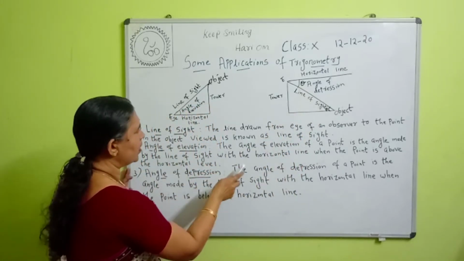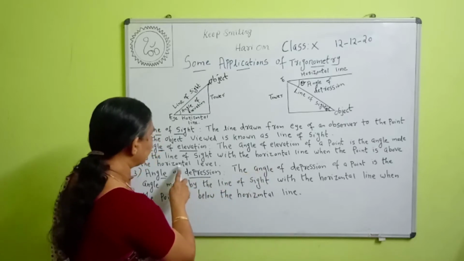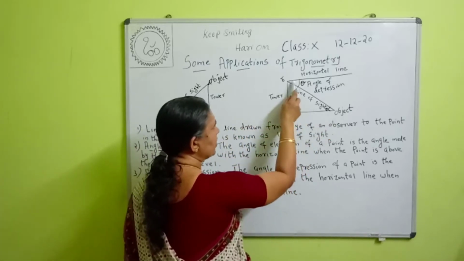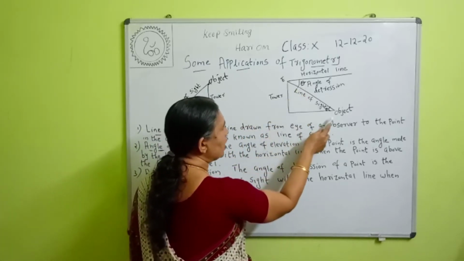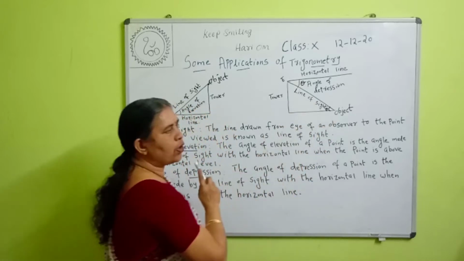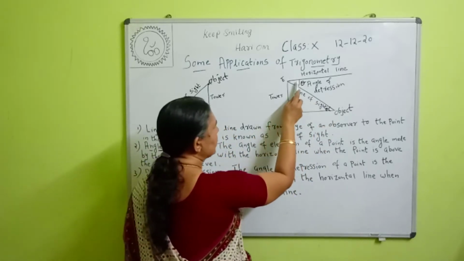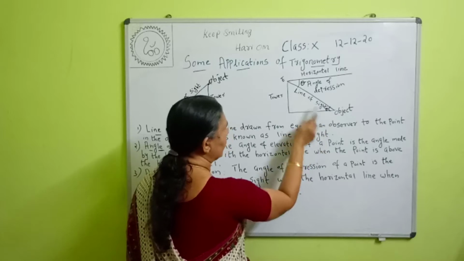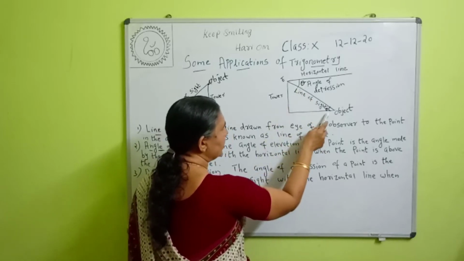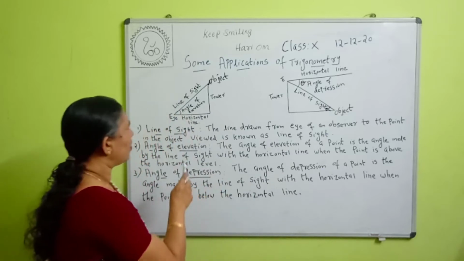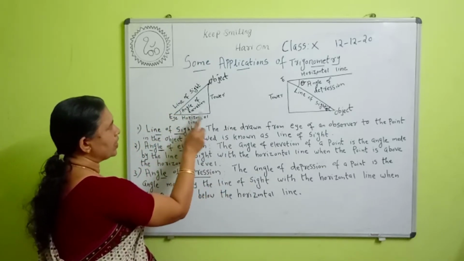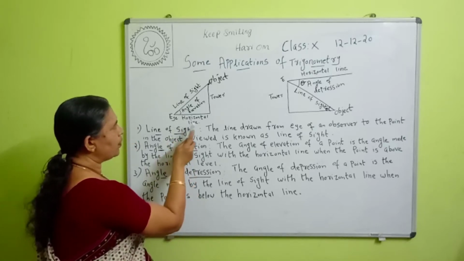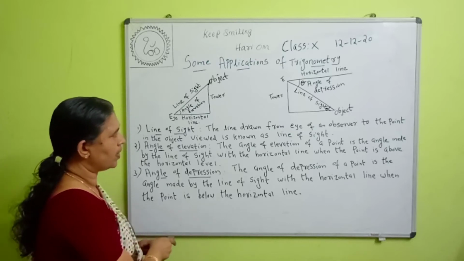So remember it. When the point is above the horizontal level, it is the angle of elevation. When the point is below, point means the object which we are looking at, if it is below the horizontal line, then it is called the angle of depression. If this angle is given, these are two parallel lines and this is a transversal. Therefore, if this angle is theta, then this angle is also theta. Remember, write in your notebook, draw this figure and write all the terms very neatly and study it well. It is very useful while doing problems.